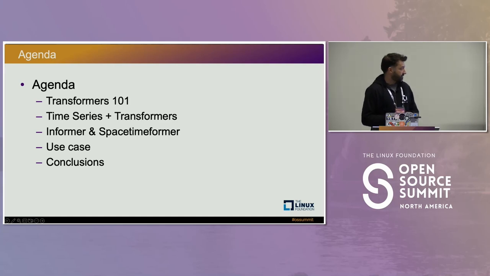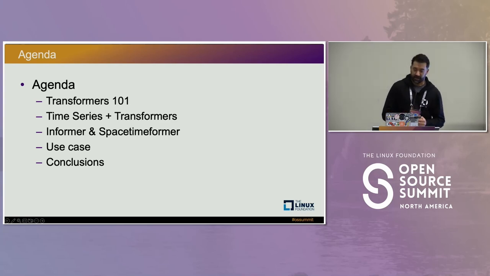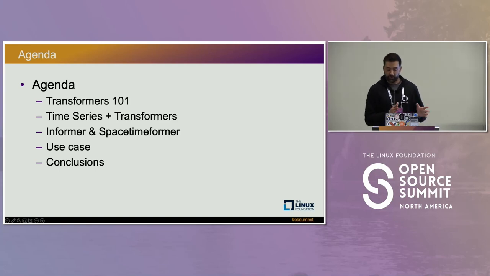After that, I will explain that, okay, we have the transformers, how we can use them for time series. After that, I will explain two main architectures, that is Informer and Spacetimeformer. We have tons of architectures there. I decided to use these two main architectures for a reason, so I will share that later. Then the use case, how I tested this implementation in a real use case, and some conclusions.